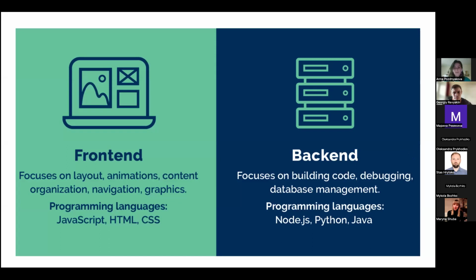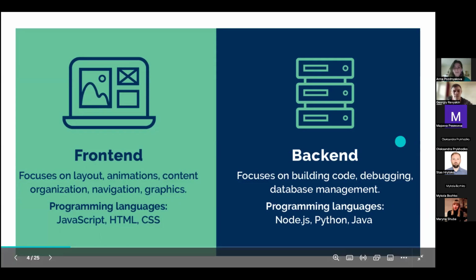Front end focuses on layout, animations, content, and graphics. Typical front-end languages would be HTML, CSS, and JS, while the backend focuses on building code and database management, or some easy solutions for editing websites in case you're not familiar with code in general. Programming languages here are Python, Java, Node.js.